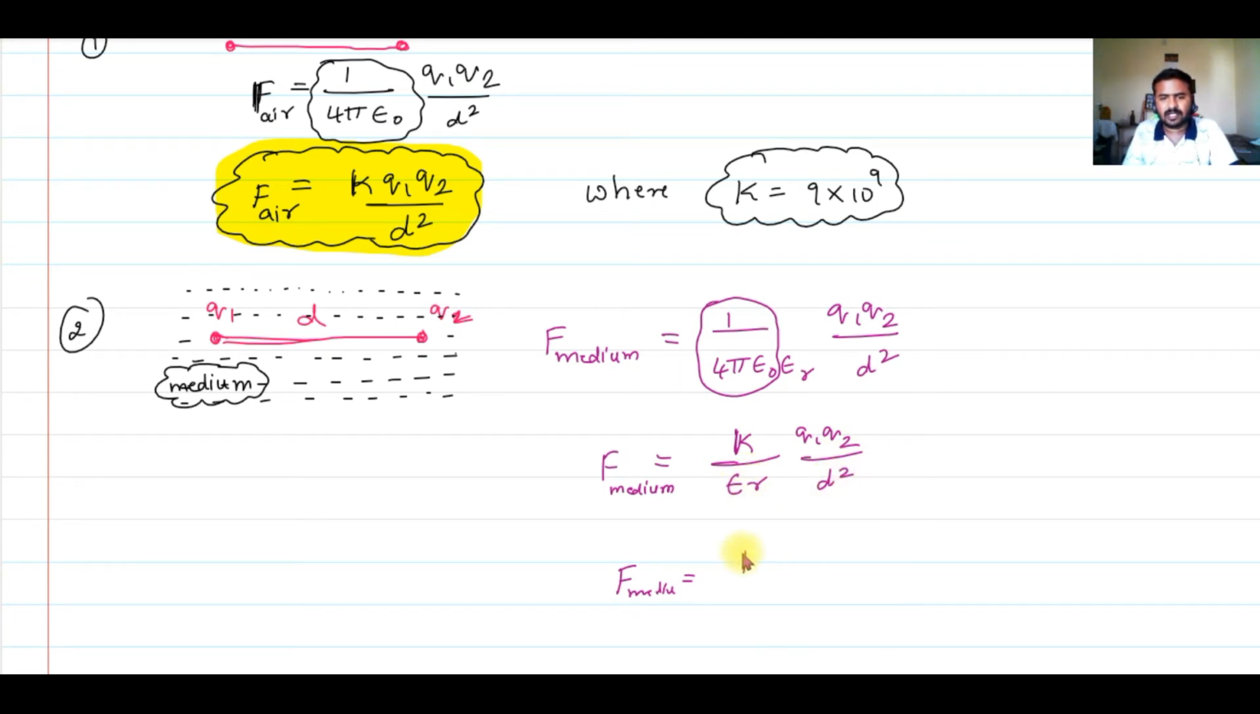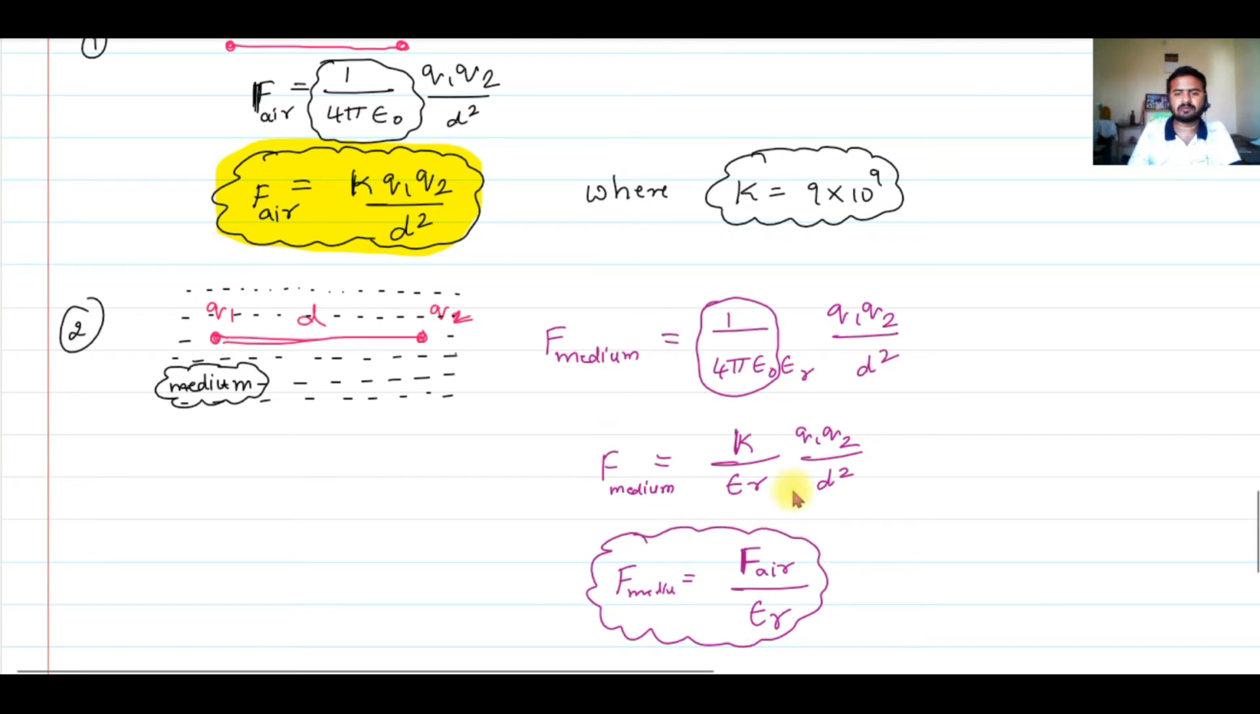So that means, can I write force between two charges in any medium is nothing but force between same two charges in an air medium divided by relative permittivity of that medium, right? This is very, very important. Now from this even we define relative permittivity of a medium. Force between two charges in any medium other than air is nothing but force between same two charges in air medium divided by the relative permittivity of that medium.